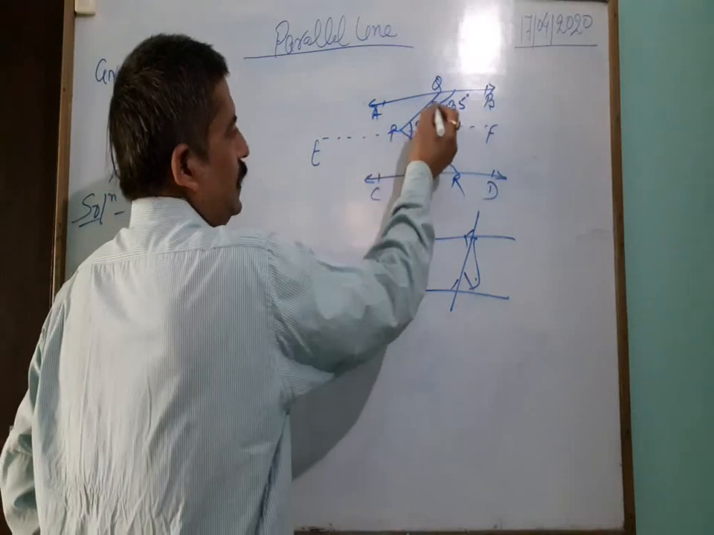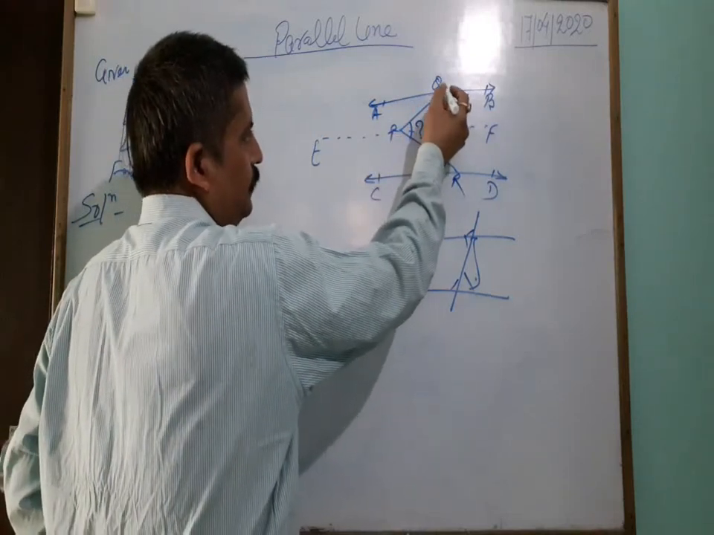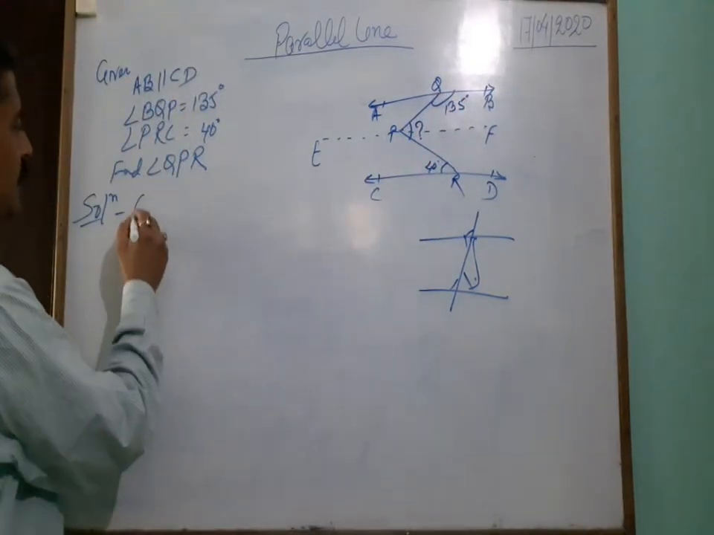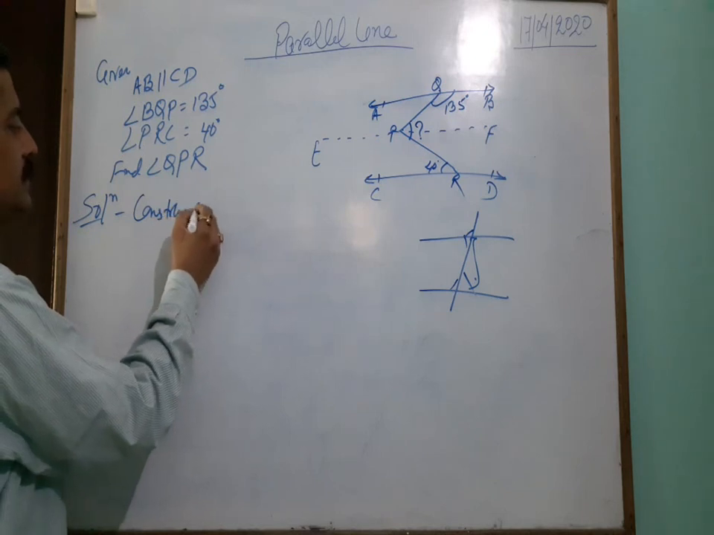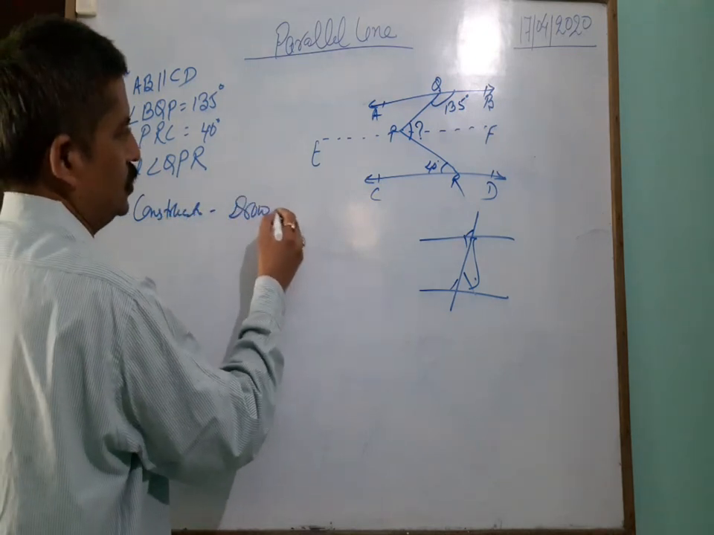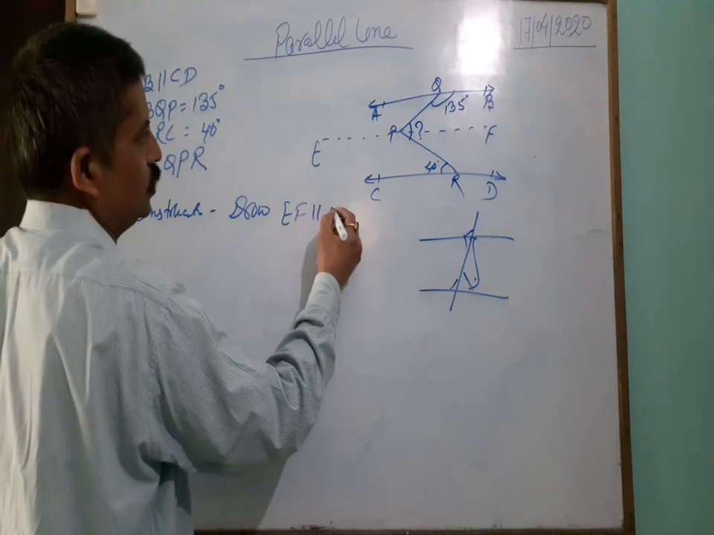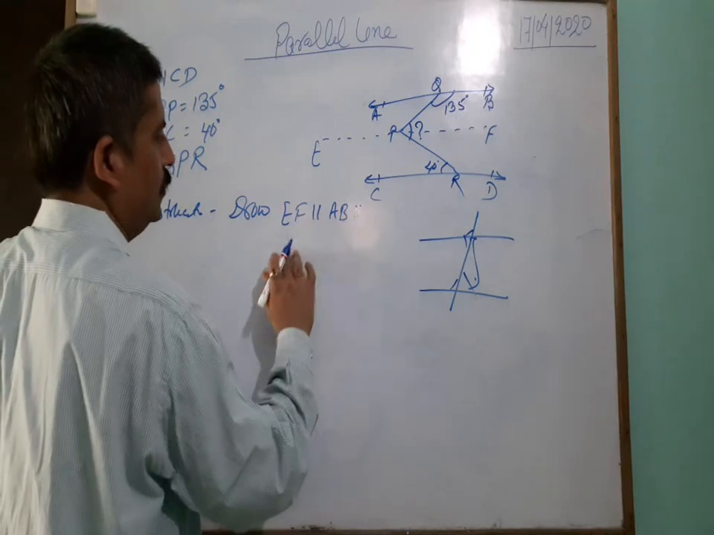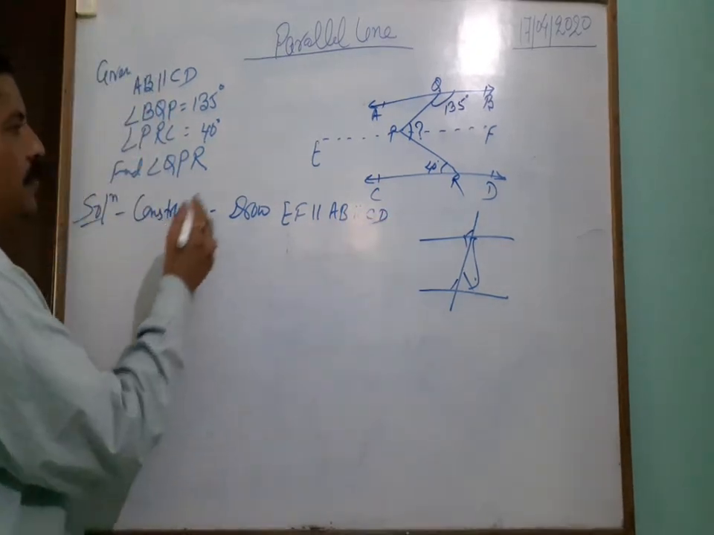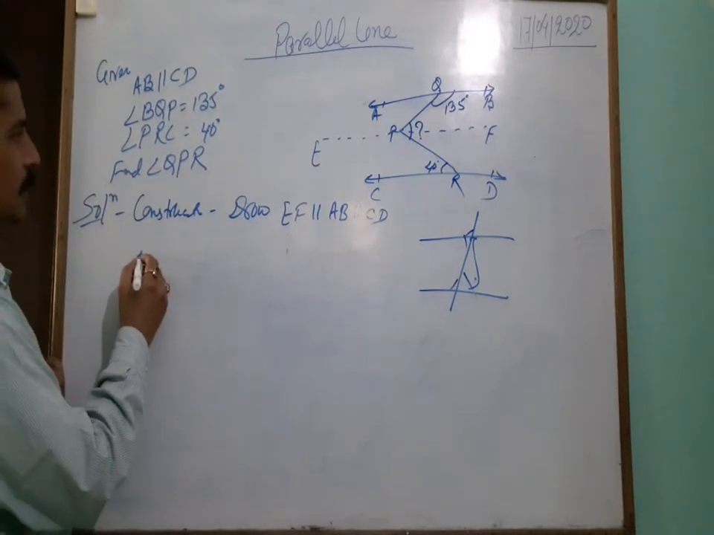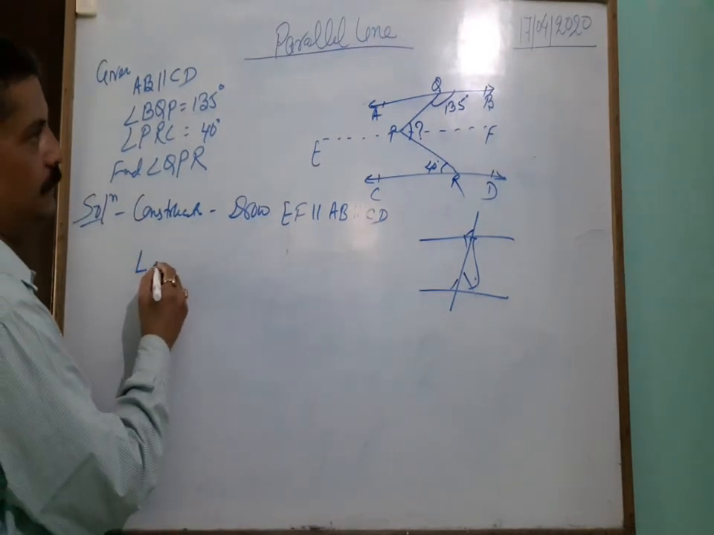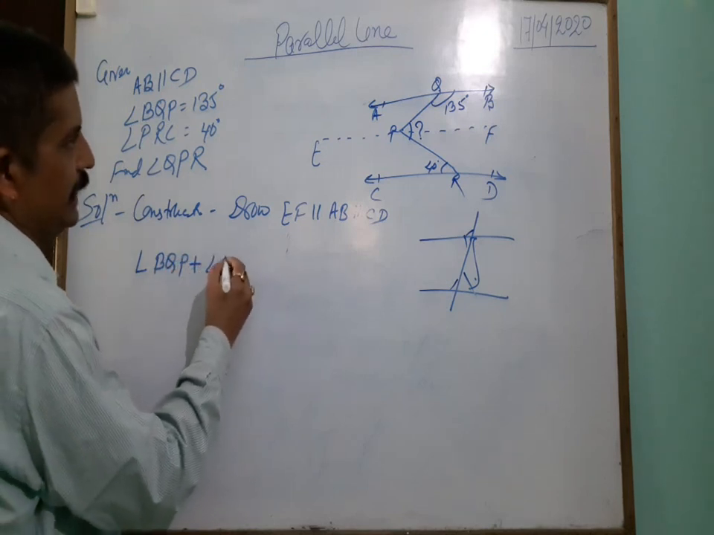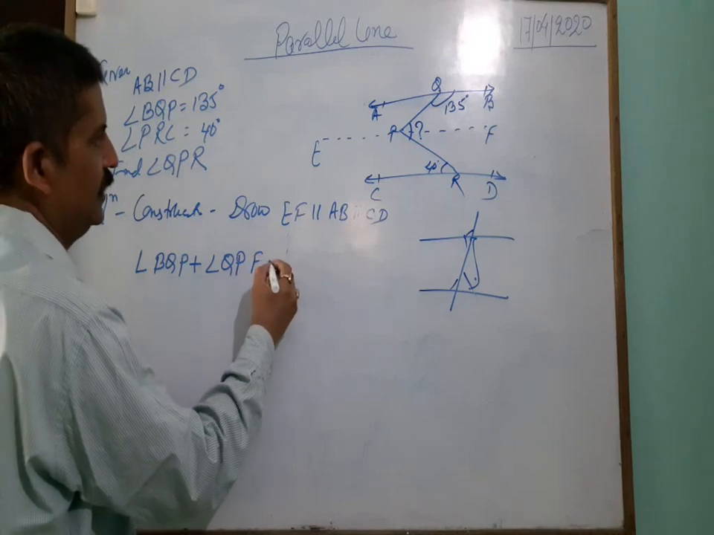In that case PQ is a transversal. When we write down the construction: draw EF parallel to AB, also parallel to CD. First we take angle BQP plus angle QPF equals 180 degrees.